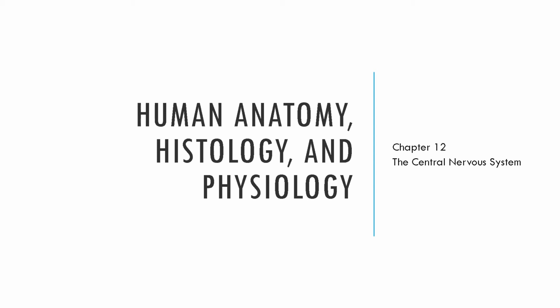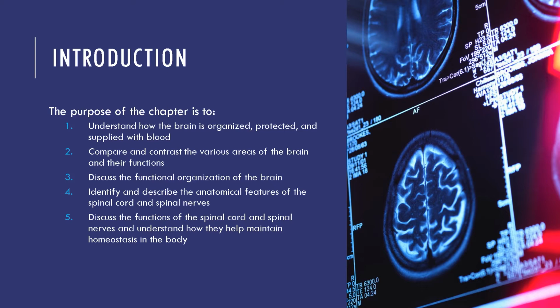This is the beginning of chapter 12. We're going to be looking at the central nervous system. In this chapter, we're going to look at how the brain is organized, protected, and how it is supplied with blood. We're going to look at the different areas of the brain and see their functions, and that functional organization of the brain. We're also going to be looking at the spinal cord and spinal nerves, looking at their anatomical features, and also looking at the functions of the spinal cord and spinal nerve. Really, when it comes down to it, we're looking at how the central nervous system as a whole maintains homeostasis in the body.